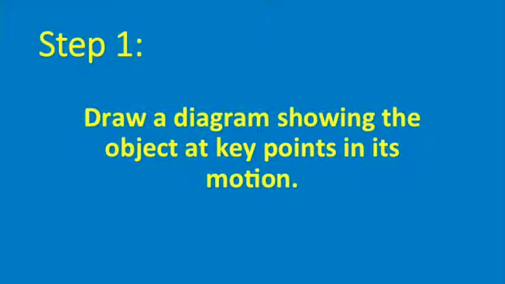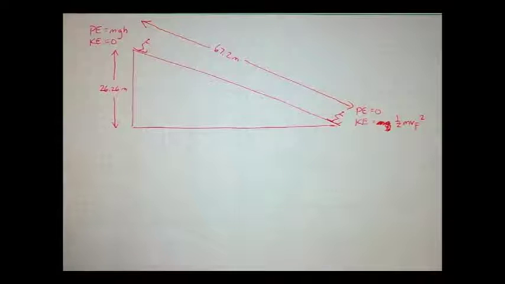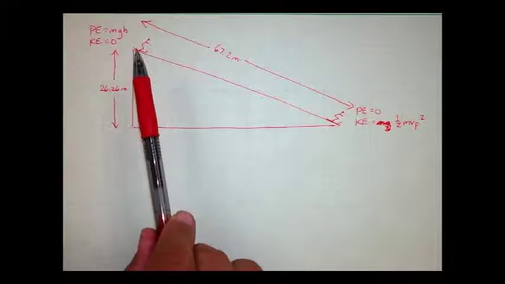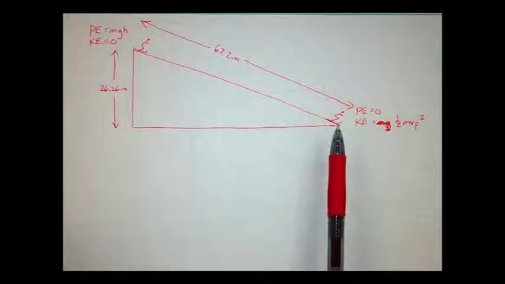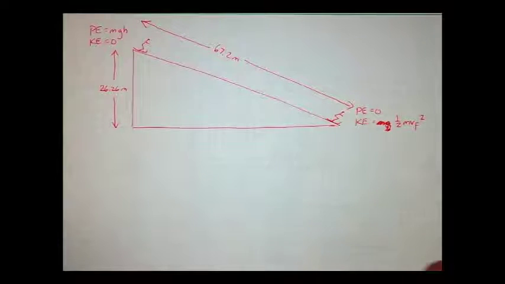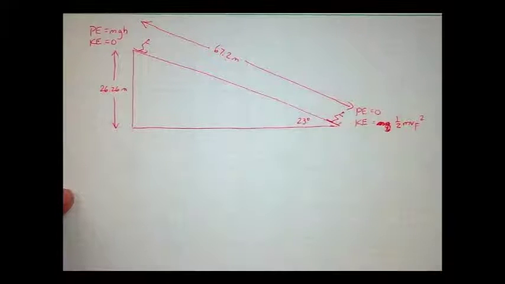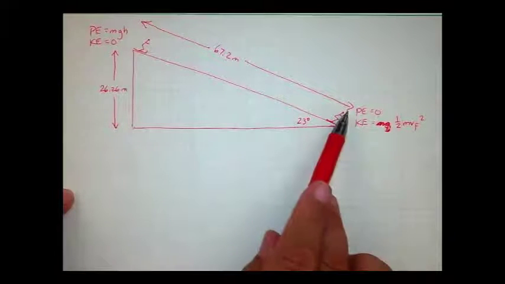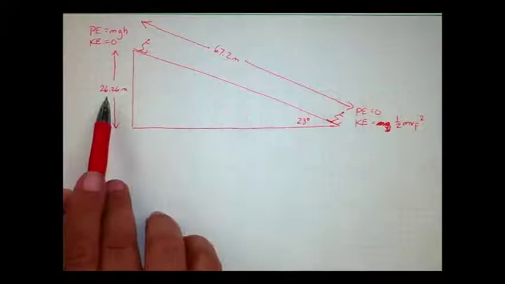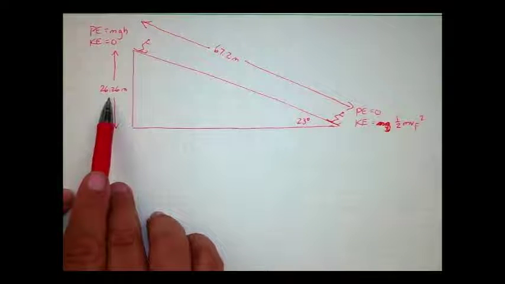Step 1 is to draw a diagram of the situation showing the object at key points in its motion. Once again, we draw a diagram of the slope showing the skier at the top and the bottom. We note that the angle of the incline is 23 degrees, that the length of the slope is 67.2 meters, and this time we can just put in that the height of the slope is going to be 26.26 meters.